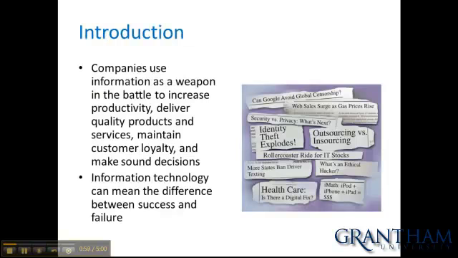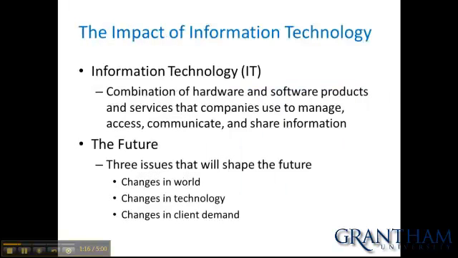Companies use information as a weapon in the battle to increase productivity, deliver quality products and service, maintain customer loyalty, and make sound decisions. Information technology can mean the difference between success and failure. Information technology is a combination of hardware and software products and services that companies use to manage, access, communicate, and share information. There are issues that will shape the future of information technology: changes in the world, changes in the technology, and changes in the client demand.